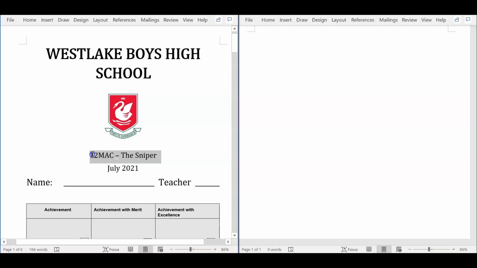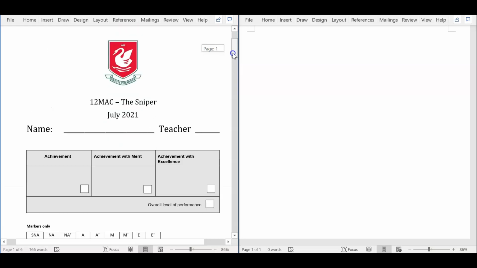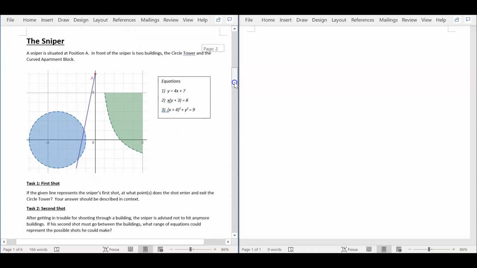We're going through the sniper practice task, and this is for 2.14 systems of equations. So let's scroll down. Here's our context. Here's our equations. We've got a diagram, first question, second question. I'm going to do my working on the other side of the screen here. Let's read through the question.